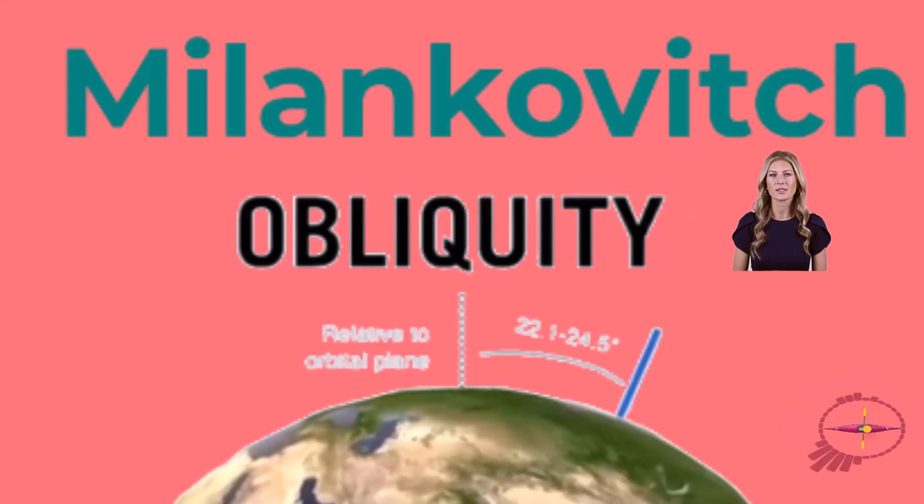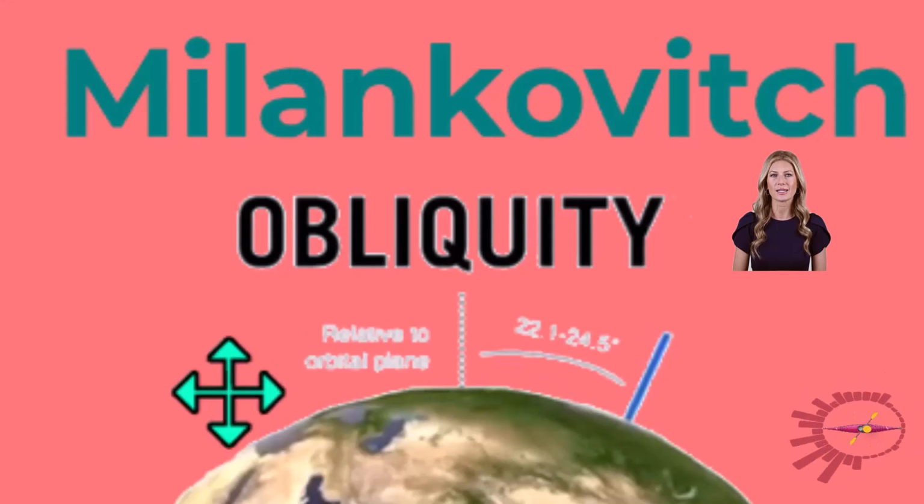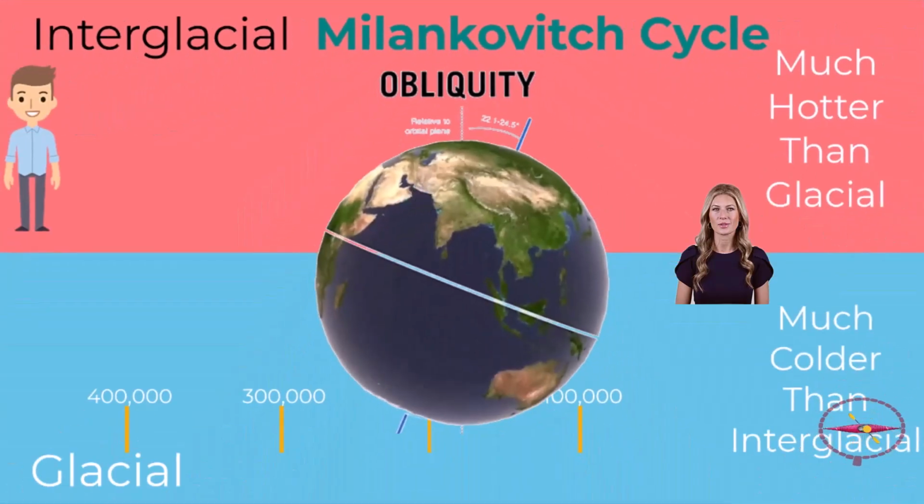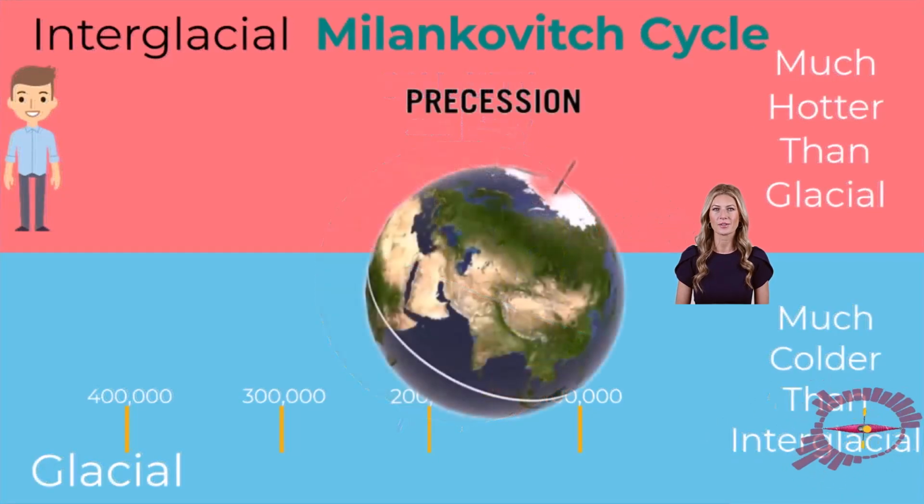So when the tilt of the Earth is greater, like it is right about here, that's about the most it gets. When it's greater, most of the warming is up here. When it's at the least, it tends to be cooler up here. The changes in Earth's obliquity follow a cycle that averages approximately 41,000 years.